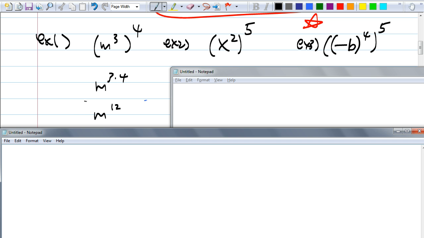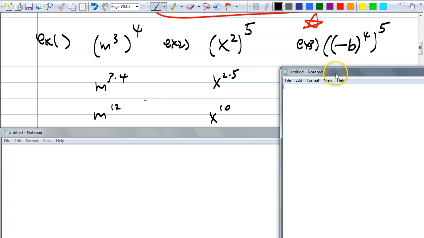Who can tell me how to do example 2? How about Livy? What do I do here for example 2? We write x to 2 times 5. Exactly. We multiply the exponents. These exponents are right next to each other. So what do we get? The answer is then x to the 10th. Very good. How many people got x to the 10th?